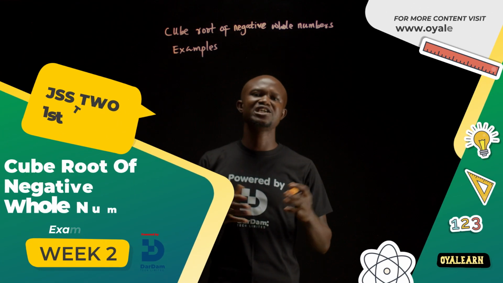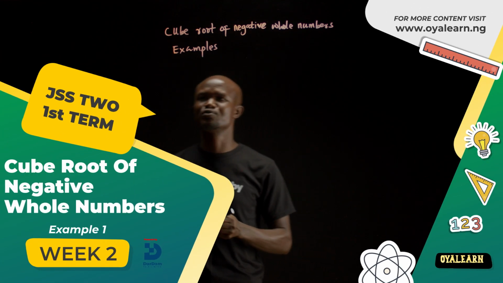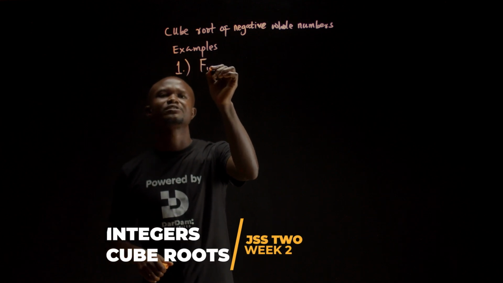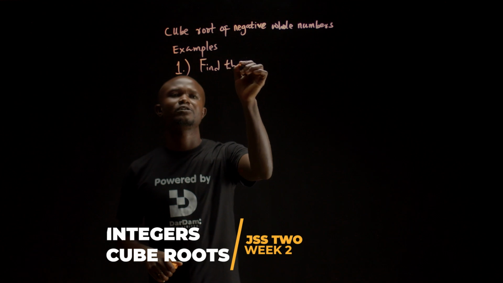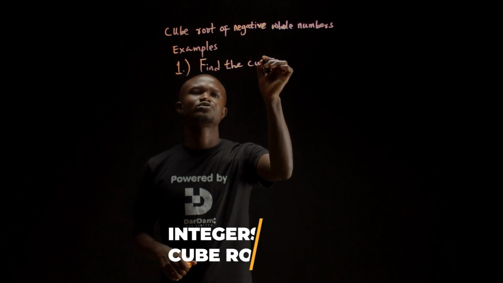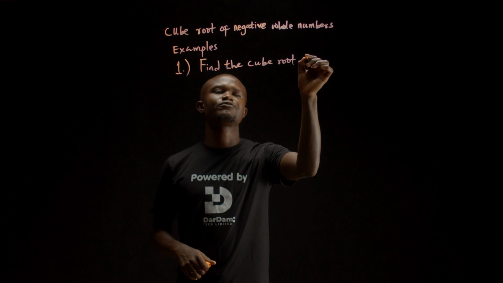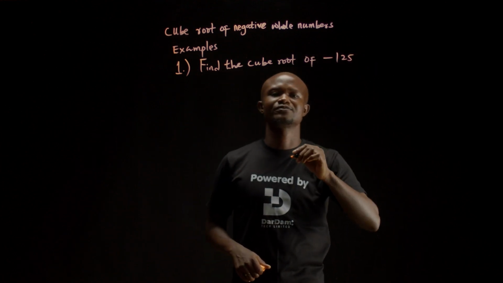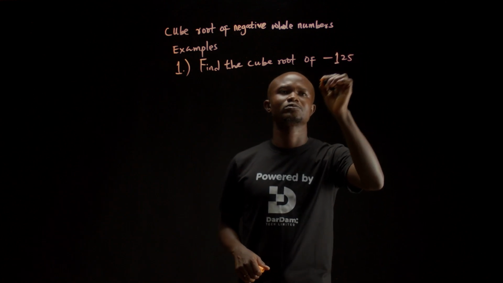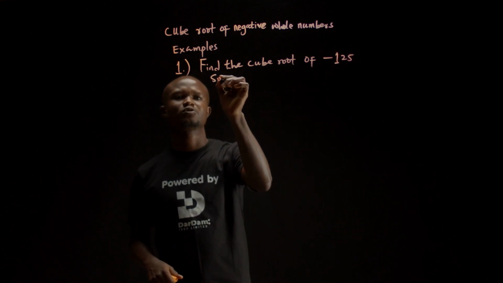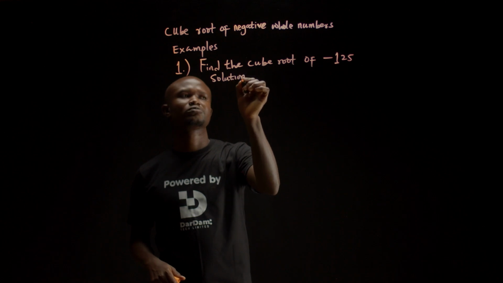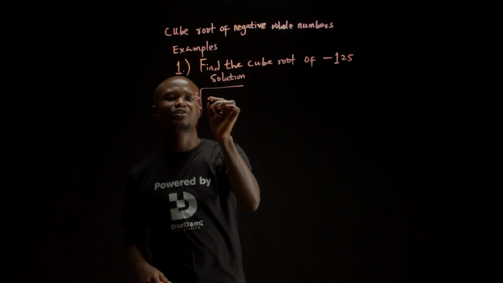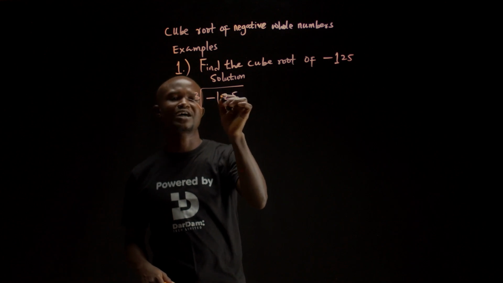Cube roots of negative whole numbers. Examples. Find the cube root of minus 125. Solution. That is, we have to find this cube root of minus 125.